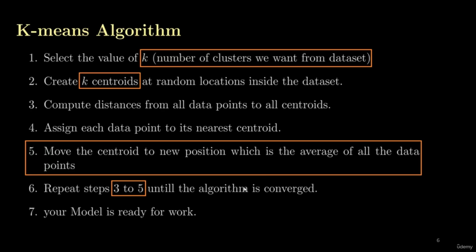The algorithm has converged when the centroids do not move, and every time we get the same points in the same cluster. So this is the method of applying the K-means algorithm. These are the 7 steps of the K-means algorithm. When the algorithm has converged, your model is ready to work. So we apply this algorithm for K-means clustering. In the next lecture, I will explain these 7 points with the help of a numerical example.